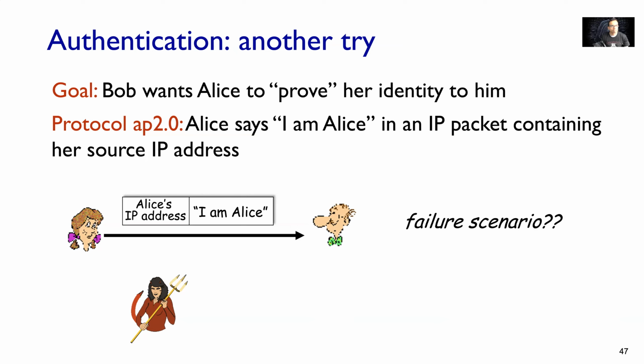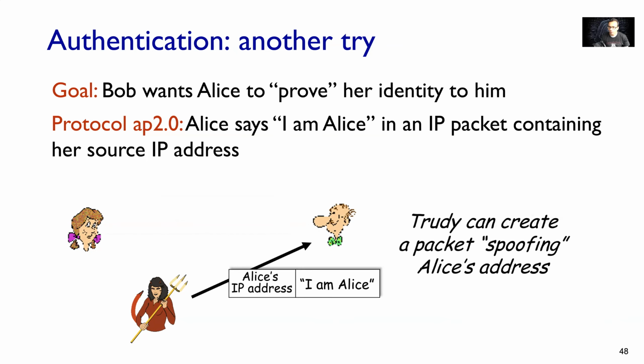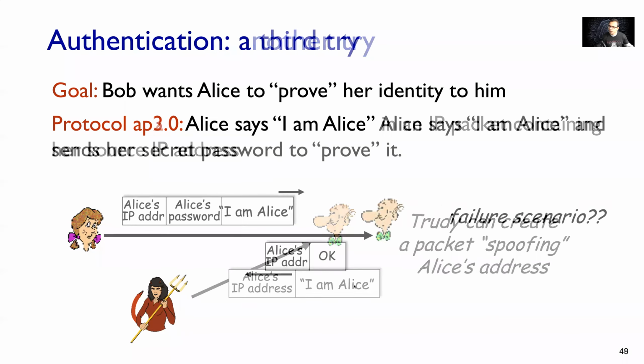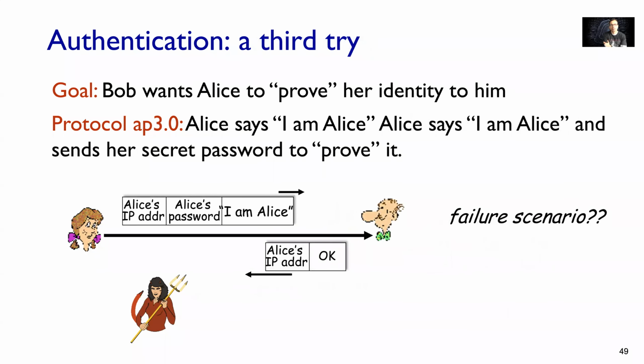Well, no, this is again not going to work, because what's going to stop Trudy from creating an exactly similar message? Assuming Trudy can figure out Alice's IP address, which she can by snooping on Alice's traffic, she can create a message and the source IP could match Alice's IP, and she could again embed "I'm Alice" in here, right? So we again have a problem there.